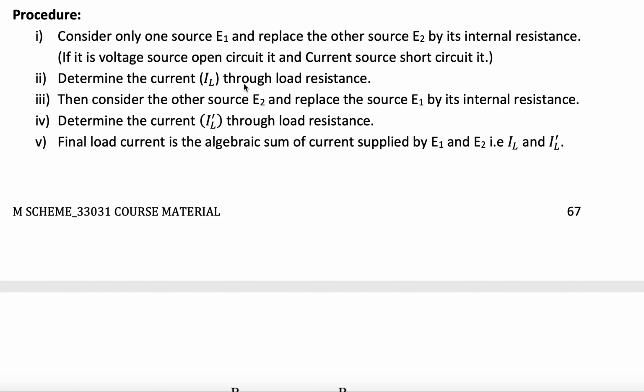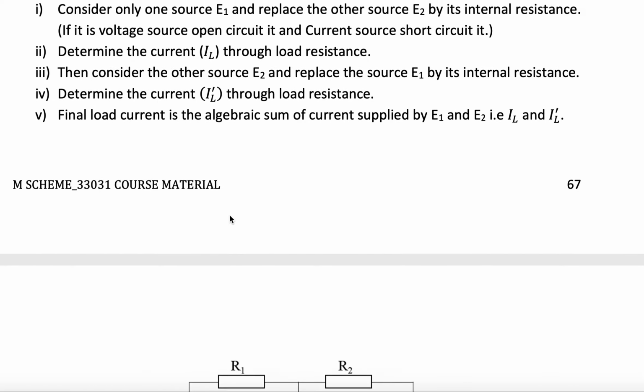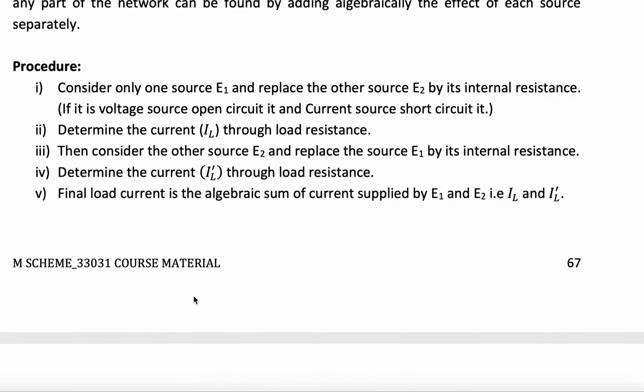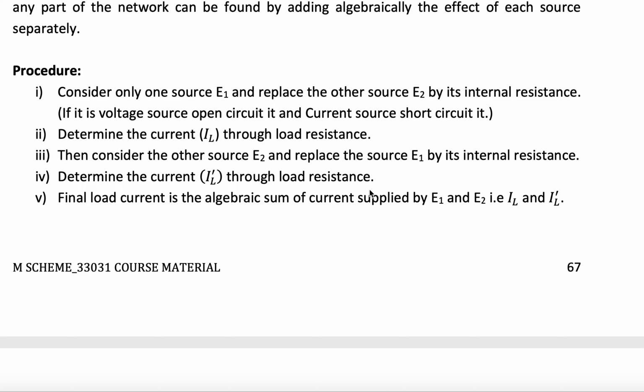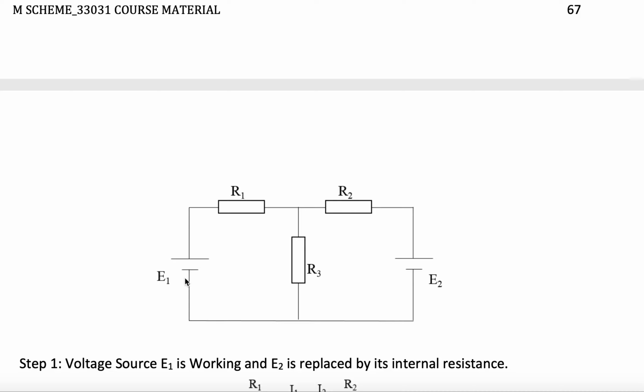And determine the current through the load resistance. Where is the load resistance? Maybe this one is the load resistor. So find out that current, the part of the current that is supplied by E1, that is what you are doing. So you are finding the response in the load only when E1 is acting alone. Now consider the other source E2 and replace E1 by its internal resistance and find the current flowing through the load resistor.